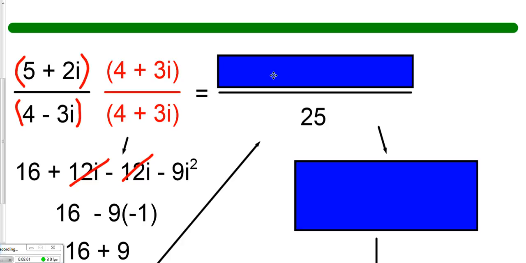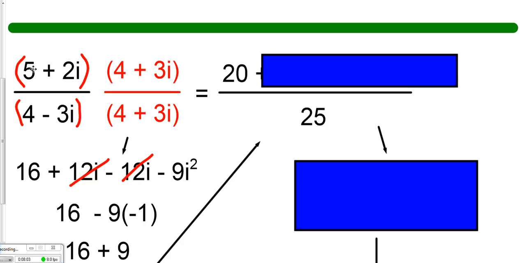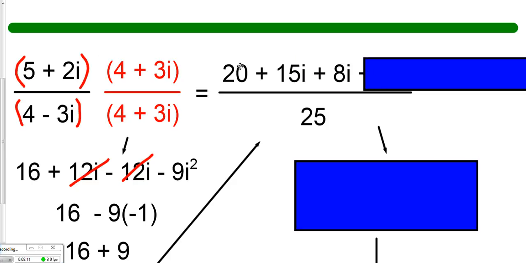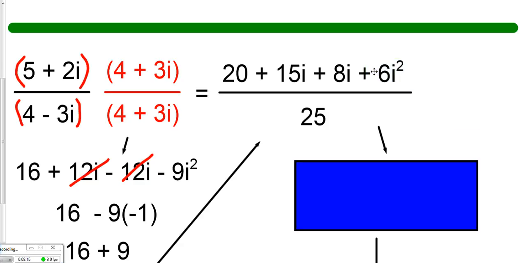5 times 4 makes 20. 5 times 3i makes 15i. 2i times 4 makes 8i. And 2i times 3i makes 6i squared. So now we have our numerator and our denominator. This numerator can still be simplified though.